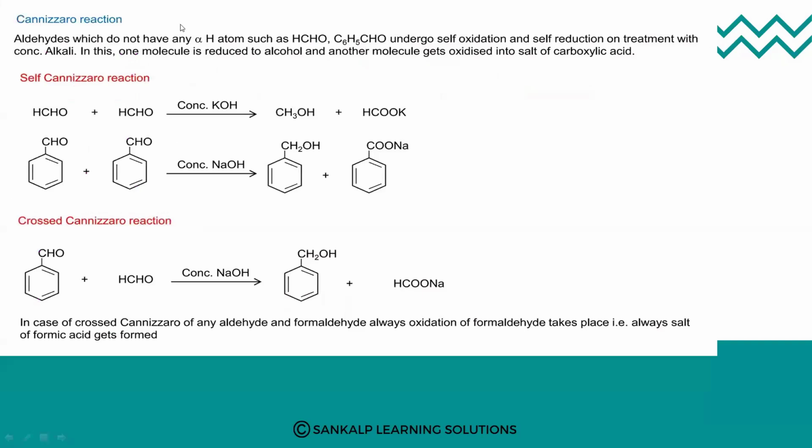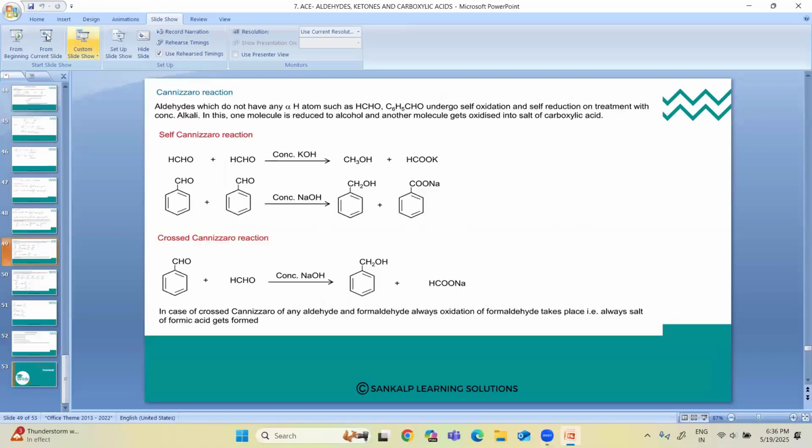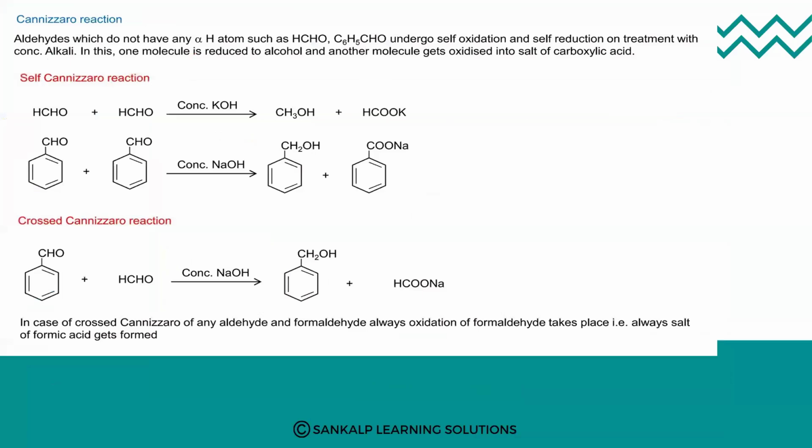So next is the Cannizzaro reaction. Aldehydes which do not have any alpha hydrogen, such as formaldehyde or benzaldehyde, undergo self oxidation and self reduction on treatment with concentrated alkali. So here one molecule is reduced to alcohol and another molecule gets oxidized to the salt of carboxylic acid.